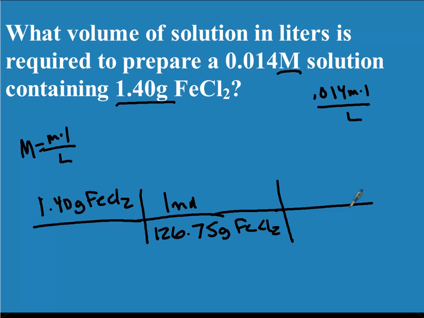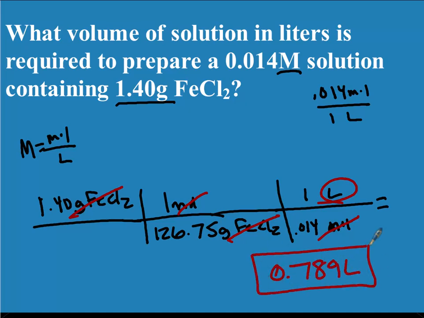Once I get moles, I have to put moles on the bottom so they cancel out, and I'm going to have liters. According to this, 1 goes with liters and 0.014 goes with moles. And then we want the answer in liters, so we're done. Notice my grams are canceling, my moles are canceling, I'm left with liters. So 0.789 liters.